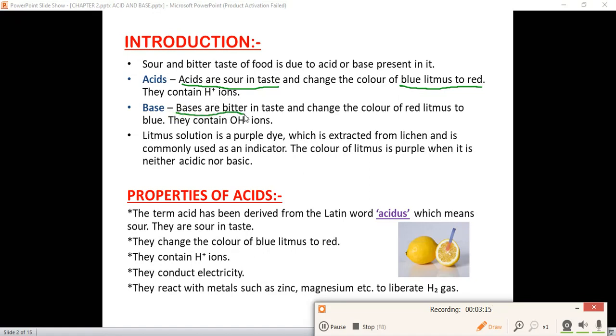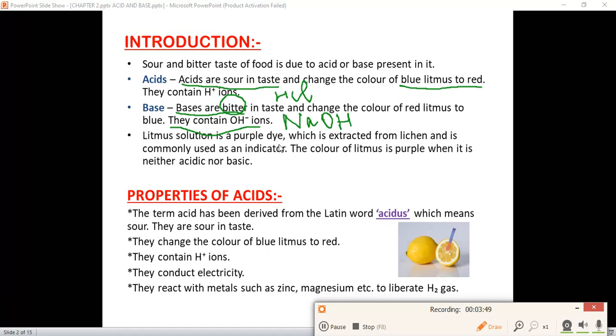Next topic is base. What are bases? Bases are bitter in taste and they change the color of red litmus to blue and they contain OH minus ions. Just opposite to acids, bases are bitter in taste, okay? And they change the color of the red litmus paper to blue. They contain OH minus ions, meaning all the bases will contain OH minus ions. As an example of an acid, we can write HCl, hydrochloric acid. It contains H plus ions. And as an example of a base we can take NaOH, as it contains OH minus ions.